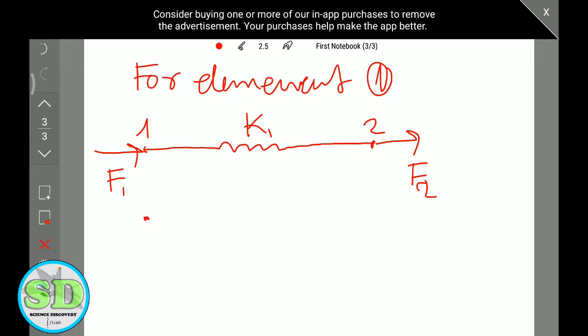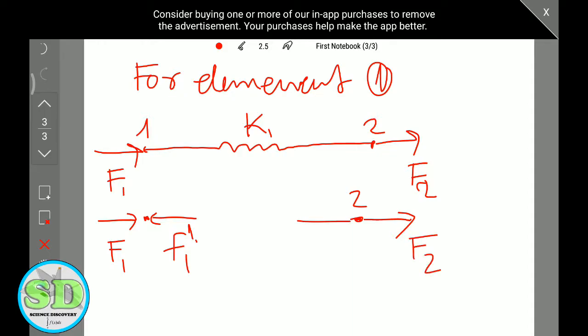For node 1, when the external force F1 acts at node 1, the spring K1 produces an internal force F11. So I represent F11 as the internal force at node 1 produced by spring 1, and at node 2 the force applied is F2 and the internal force F21. So we can find F1 by element 1 at node 1.